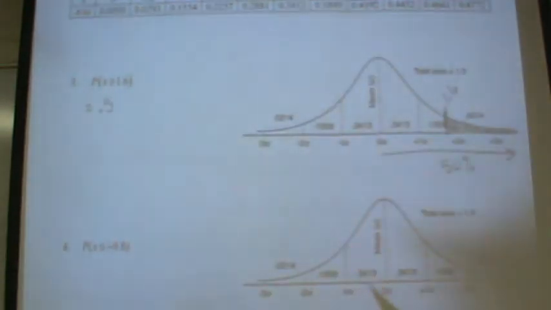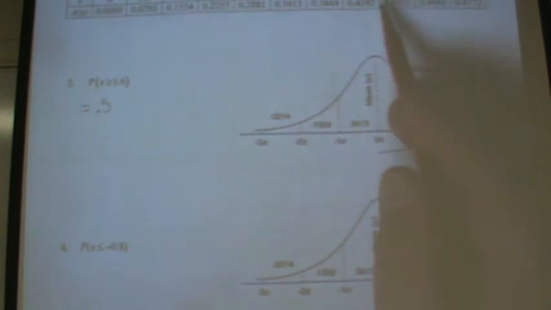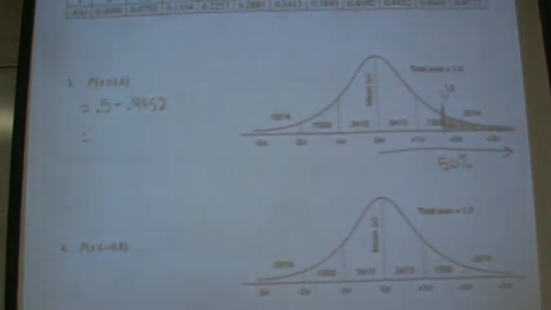So we're taking 0.5 because 50% becomes 0.5, and we're going to subtract our area to the 1.6. So we're subtracting the 0.4452. Was everybody clear on that? Who isn't? Chelsea, just say it again. Okay.